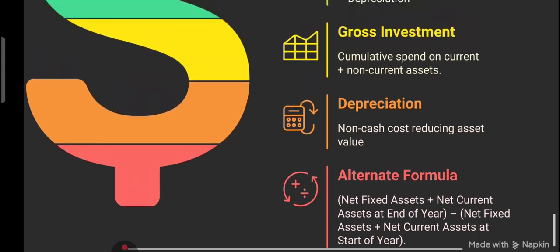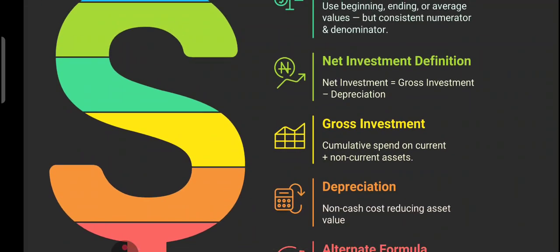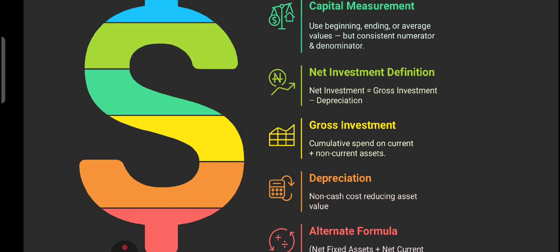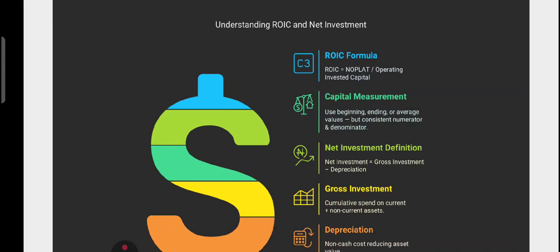So in short, ROIC tells you how smartly a business is investing in capital, while net investment shows how much real investment is happening after accounting for asset aging, right? So that is all we need to understand from this particular chapter from an examination point of view. Many things are there which you can go through, but from an examination point of view, if you cover this much, more than enough.